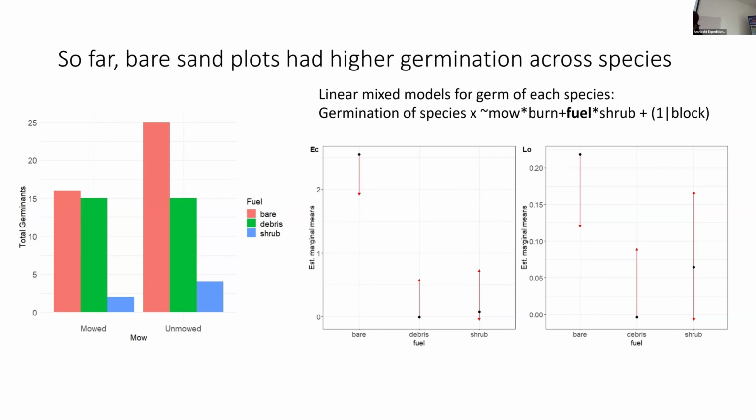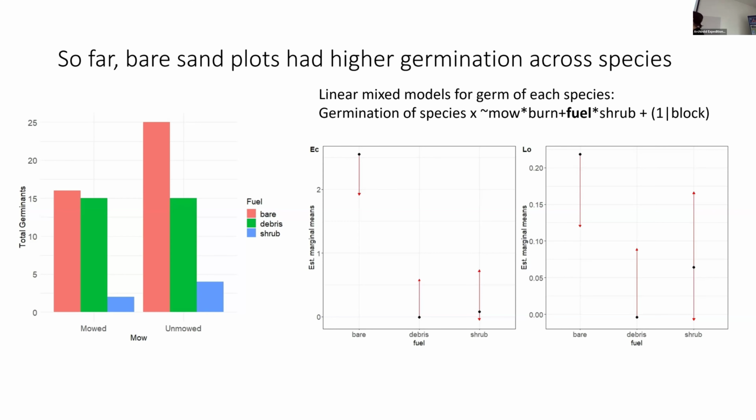So on the left, we have just a bar graph of total germinants on the y-axis. And then the colors indicate the fuel type. And so both in mowed and unmowed, you can see that the bare sand plots had the most germinants.